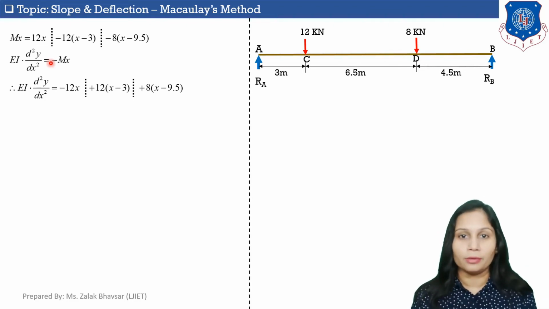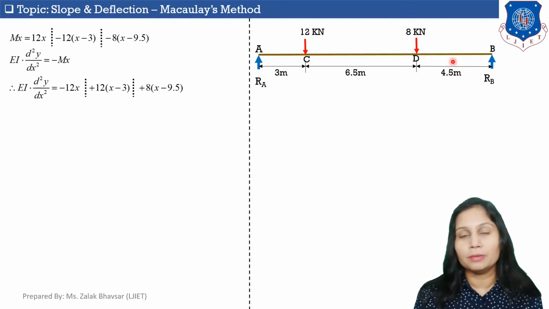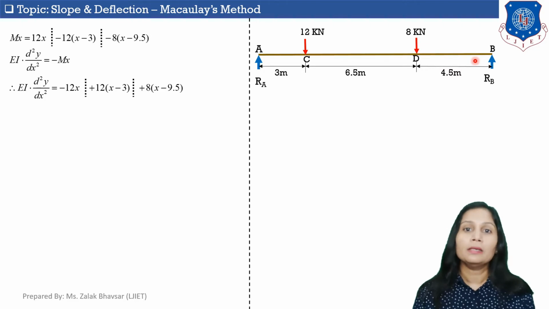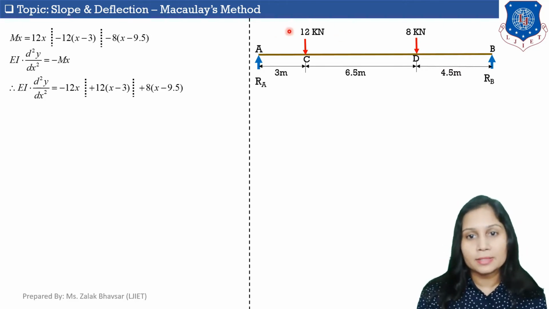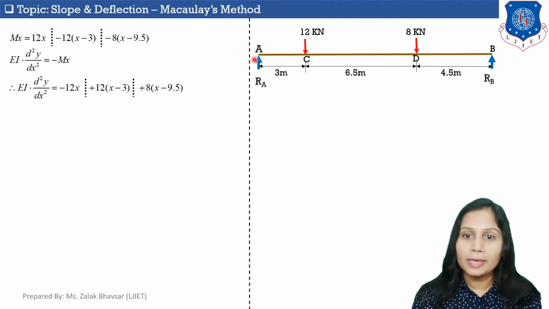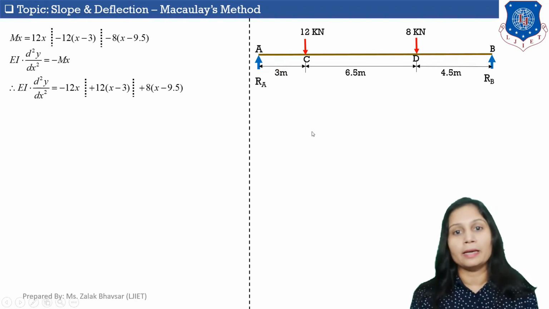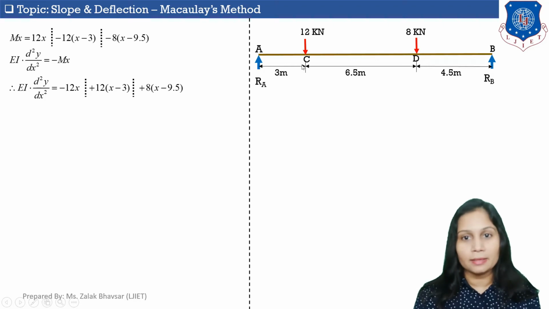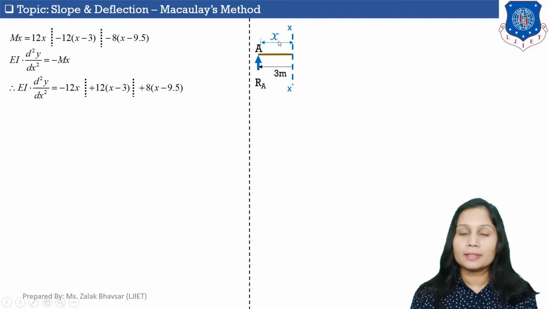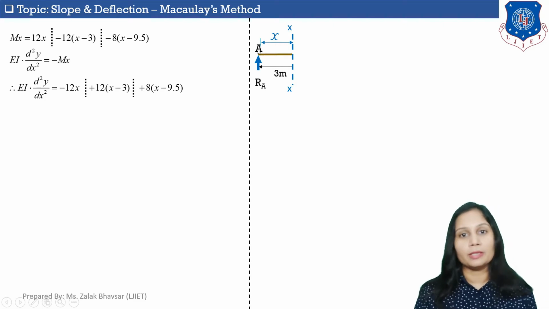And for calculating Mx we need to divide this beam into three different parts. Part AC, part CD will be the second part and part DB will be the third part. And we need to take section in each part and calculate moment of each part about that section line. So let us consider first part AC. So here I am taking section in part AC, at a distance x from point A in portion AC.